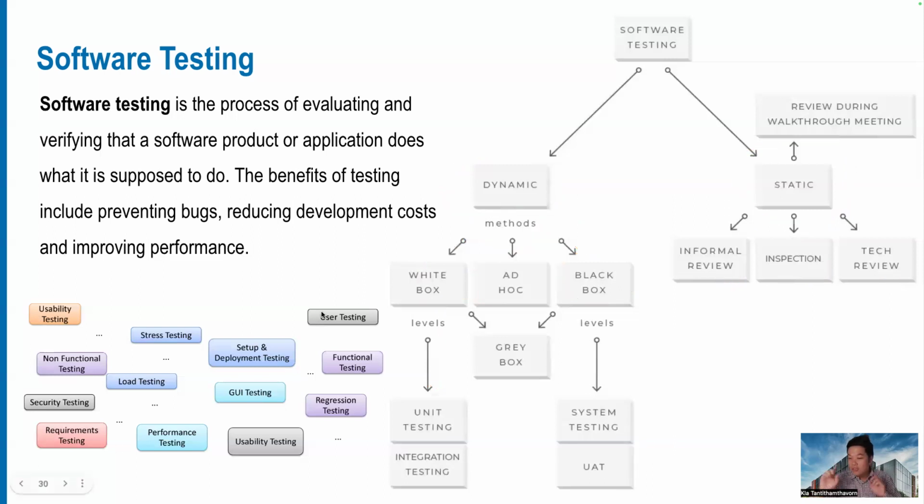I just want to emphasize here: for software testing techniques, there are two key approaches, dynamic and static. Static, you don't execute the code. Dynamic, you execute the code. For the dynamic, there are two approaches: white box and black box. We'll talk about that later.